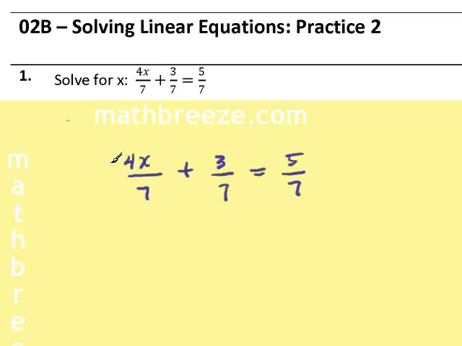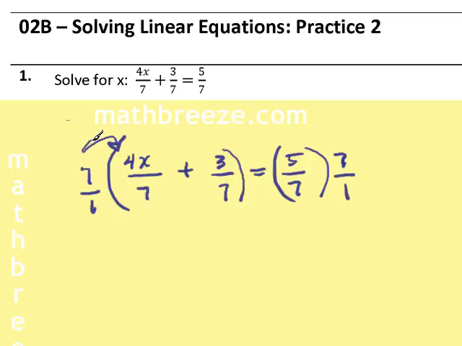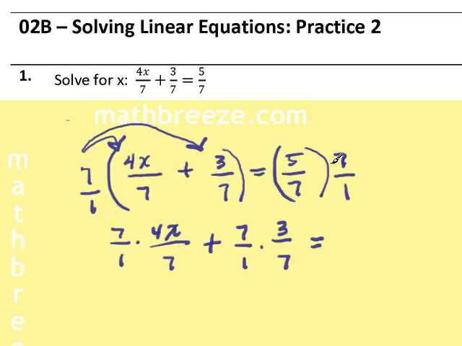All right, so now we're just going to multiply both sides by 7. We can think of this as 7 over 1 and distribute through. Okay, so we have 7 over 1 times 4x over 7 plus 7 over 1 times 3 over 7 is equal to, and on the right hand side, let's just right away cancel the denominator with this numerator, and we have 5. And now we're going to do canceling here as well. And so we have 4x plus 3 is equal to 5.